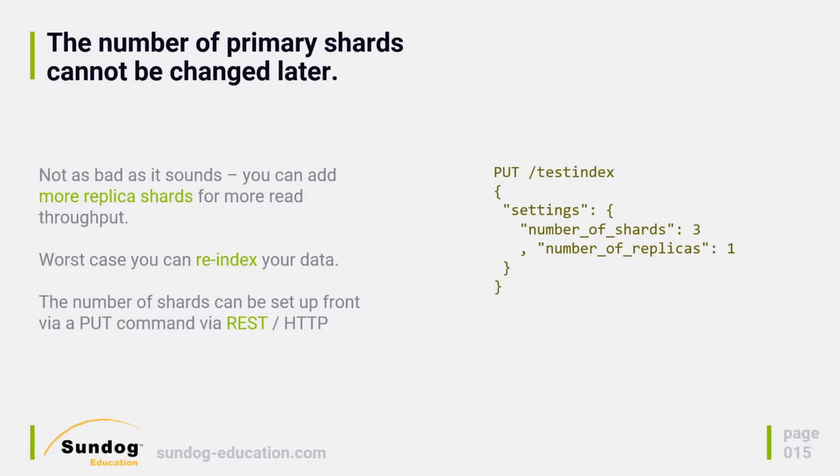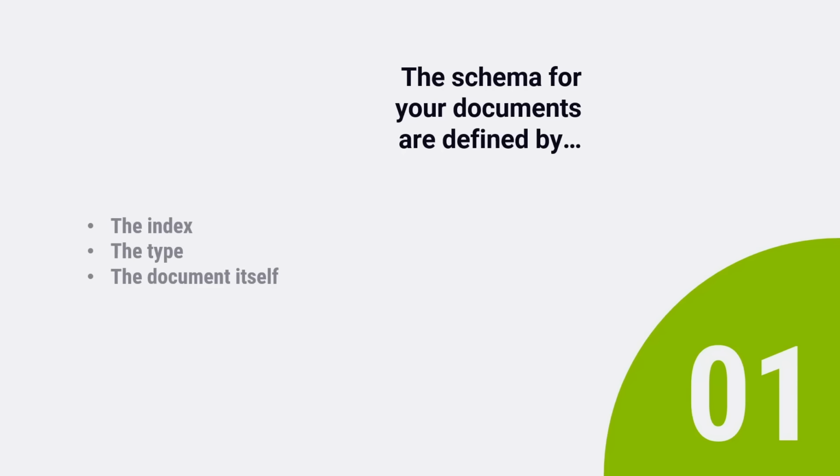First question. The schema for your documents, that is the definition of what sort of information is stored within your document, is defined by what? The index, the type, or the document itself? Where is the information stored as to the actual schema of the information that a document contains? The answer is the type.